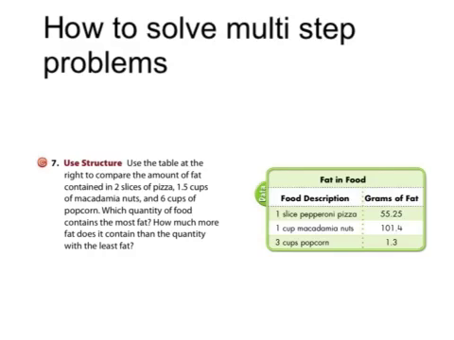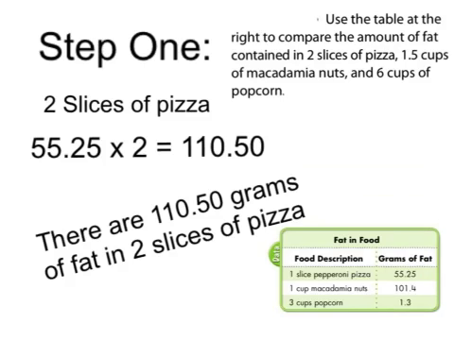On the right, we have the data. In 1 slice of pepperoni pizza, there is 55.25 grams of fat. In 1 cup of macadamia nuts, there is 101.4 grams of fat. But in 3 cups of popcorn, there is 1.3 grams of fat. Step 1. We must find the amount of grams of fat in each product.